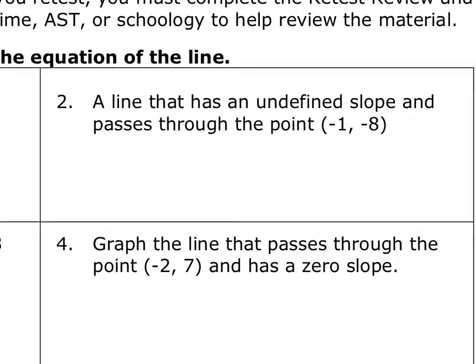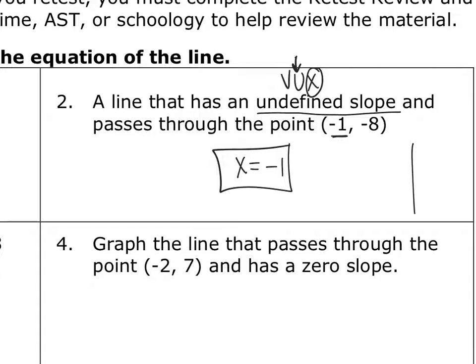Problem 2, if it has an undefined slope, undefined is a VUX. So the V in VUX tells us it's vertical. U is the undefined, so that's where I know the slope is. And then the X tells me my equation. So it's going to be x equals the x from my point, and that is it. The reason being, you could plot this (-1, -8). It's undefined, so it's vertical, and it goes through the x-axis at -1, and the -8 is not pertinent to the actual equation.